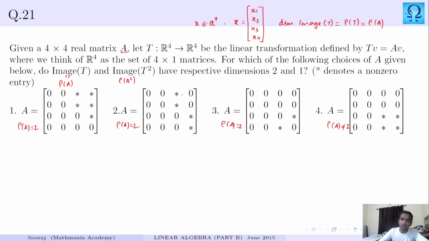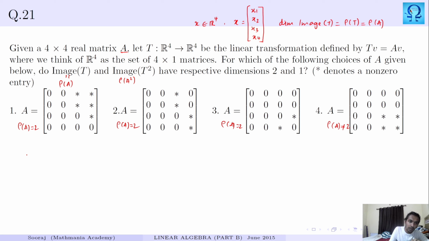The same goes with options 2 and 3, whereas if you come to option 4, whatever the entries may be, these entries may get cancelled. Only in these two positions we have the non-zero entries. The rank need not be equal to 2, it can be 2 or it can be 1. So we are not very sure of these things.